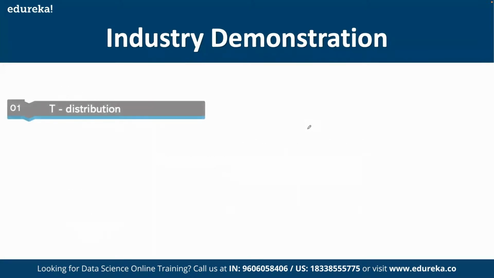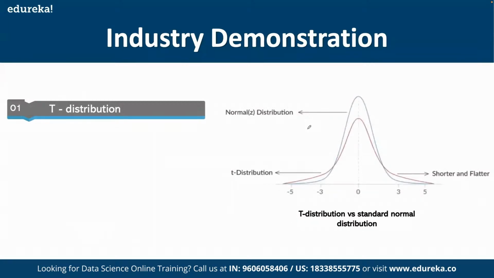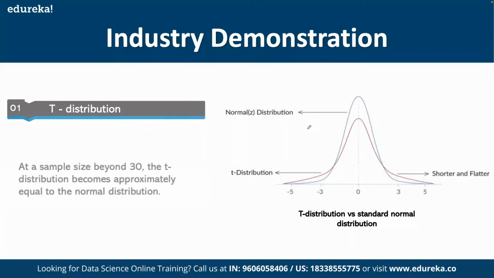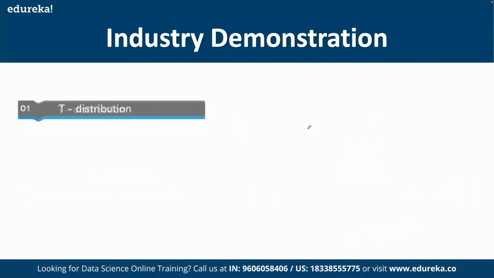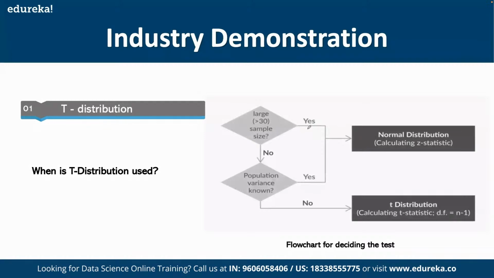Apart from that, we've got the t-test and the t-distribution. This is a diagram which describes the t-distribution. The t-distribution is a little bit shorter and flatter. At a sample size beyond 30, the t-distribution becomes approximately equal to the normal distribution. We use the t-distribution when we are calculating the t-statistic with degrees of freedom n-1.